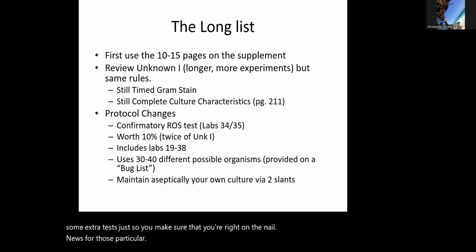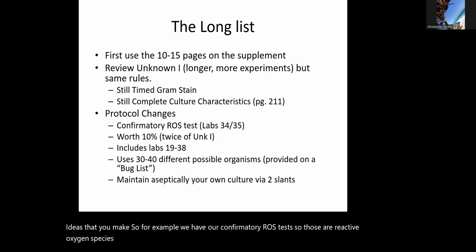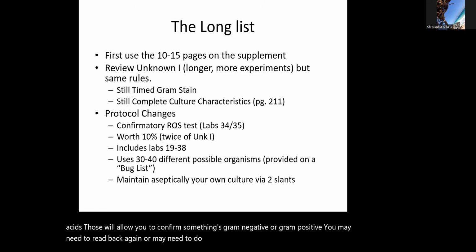So for example, we have our confirmatory ROS tests. Those are reactive oxygen species tests, your catalase and oxidase tests, for those you remember from your metabolic assays. Those will allow you to confirm if something's gram negative or gram positive. You may need to read back again, or do a little bit of Googling sometimes, to figure out how those ROS tests help you figure that out.